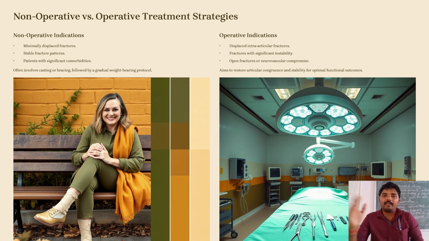Then operative indications. It is mainly for displaced intra-articular fractures and fractures with significant instability, mainly type 3 to type 6. Both of these categories are mainly for operative management. Also for open fractures or neurovascular complications. The aim is to restore articular congruence and stability for optimal functional outcome.